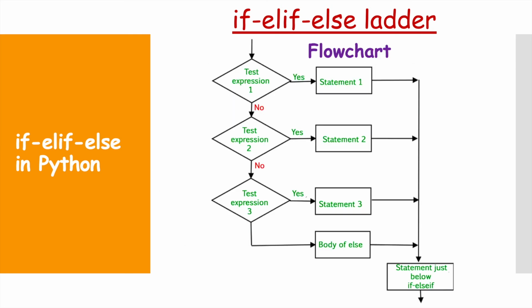So let's see the flow chart of if-elif else ladder. You're having test expression 1. If your test expression 1 evaluates to true, then your statement 1 is going to get executed. If it evaluates to false, then your test expression 2 will be checked, and if it is true, then your statement 2 will be executed, and if it is false, then your test expression 3 will be checked. If this expression is true, then your statement 3 is going to get executed. And if neither of the conditions is true, finally the body of the else block will get executed. And after all the if-elif else ladder, the statements just below it are going to get executed anyways.